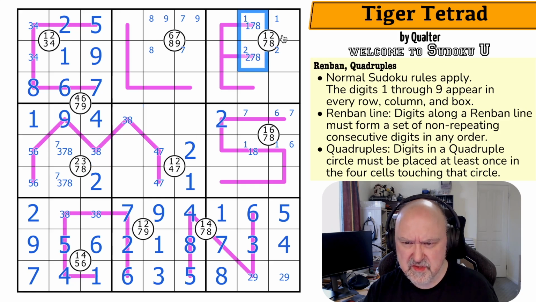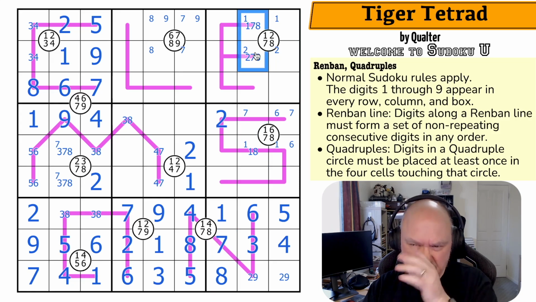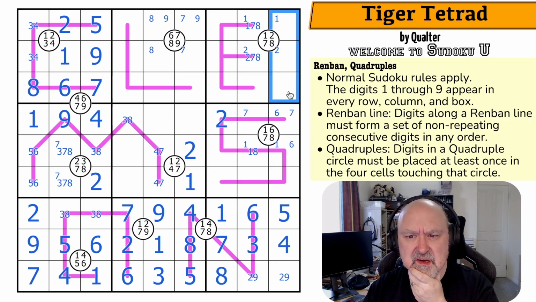If these are 1, 2, these are 7, 8, 9. These are 7, 8, these are 7, 8. If these are 2, 7, these are 1, 8, 9. And if these are 7, 8, actually there's a bit of freedom there. I could put 1, 2, 9. These would be 1, 2, and this could be 3 or 9.